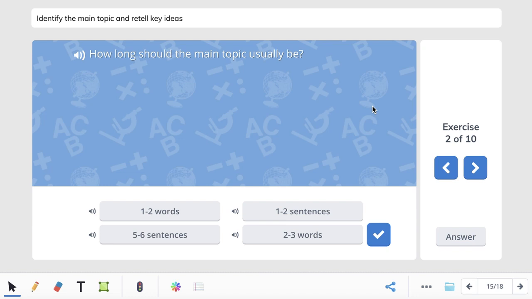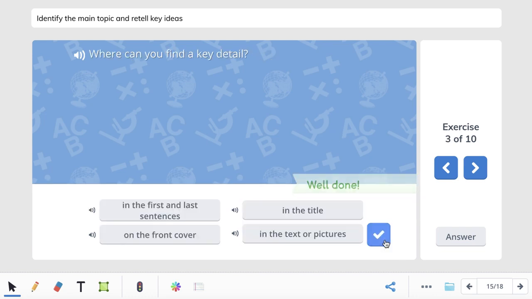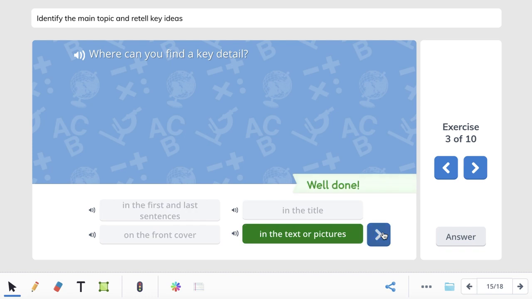Okay, how long should the main topic usually be? 1 to 2 words? 5 to 6 sentences? 1 to 2 sentences? Or 2 to 3 words? It is 1 to 2 sentences long. Okay, where can you find a key detail? In the first and last sentences? On the front cover? In the title? Or in the text or pictures? That's a tricky one. The answer is in the text or pictures.